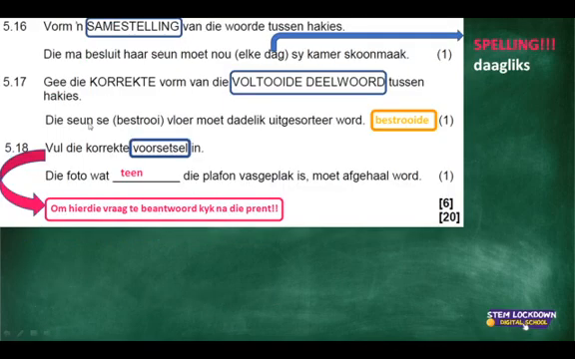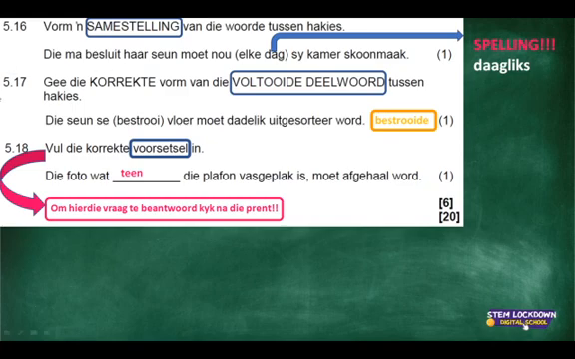So dan sê 5.16, vorm 'n samestelling van die woord tussen hakkies. Now a samestelling is a compound word, and a compound word usually is two nouns that get put together. In this case, they want you to make elke dag one word. Whenever you see elke dag in brackets and they want an answer, they want the word daagliks. But please look at the spelling. You are tempted to write dagliks, so dag and lik, but you need to remember to add the second A.